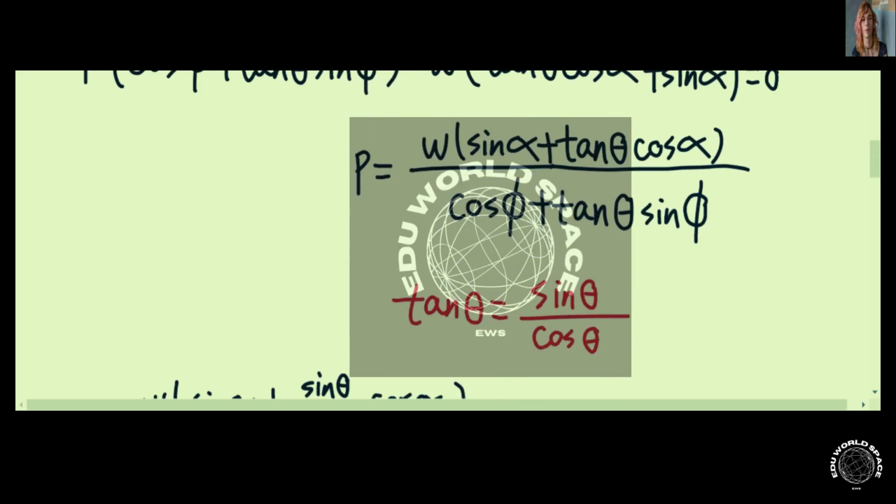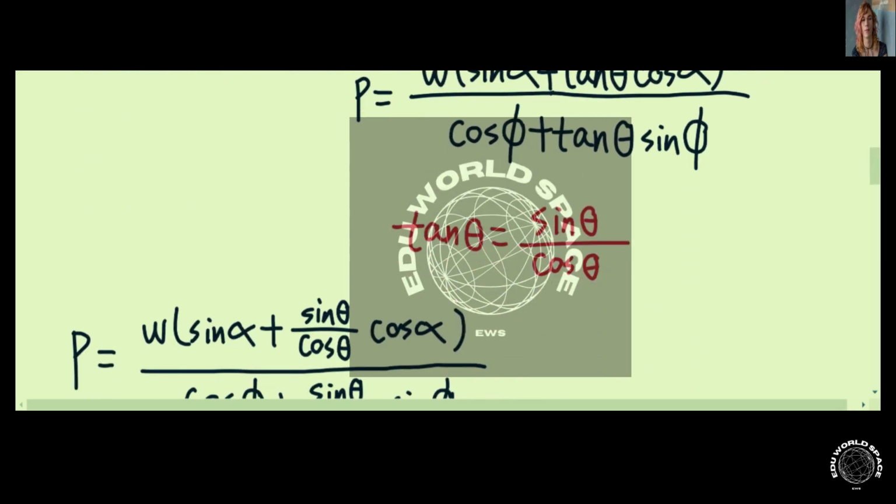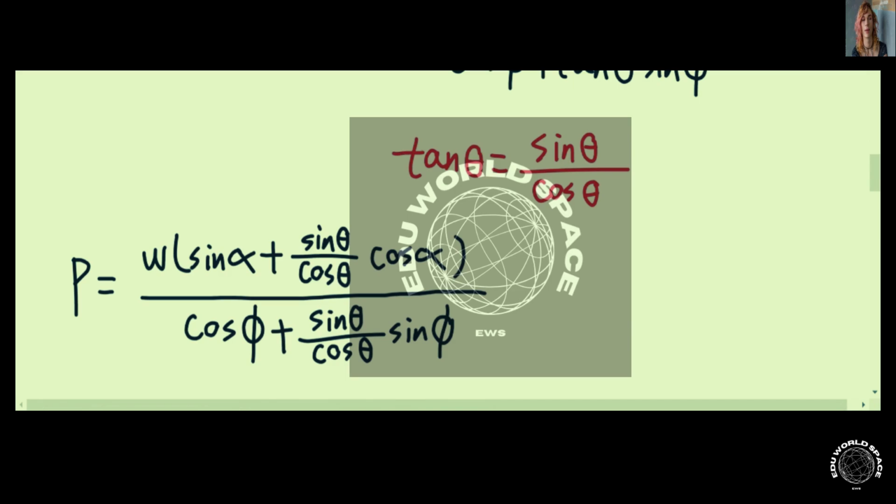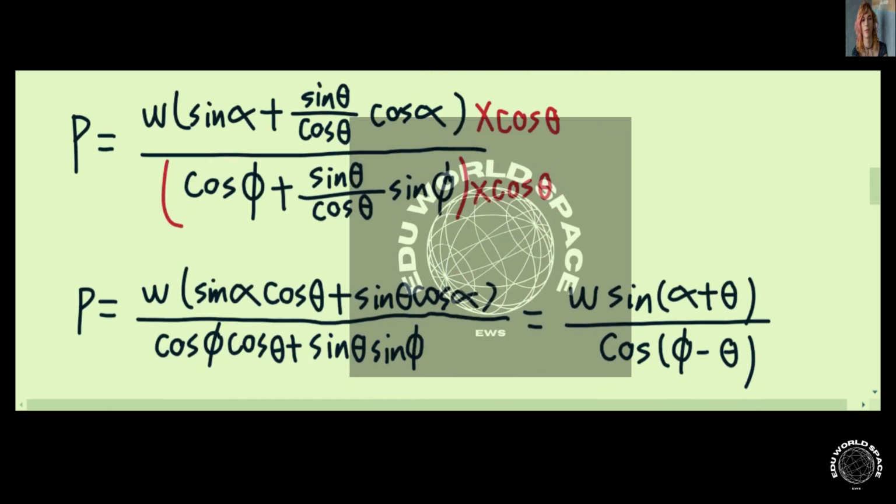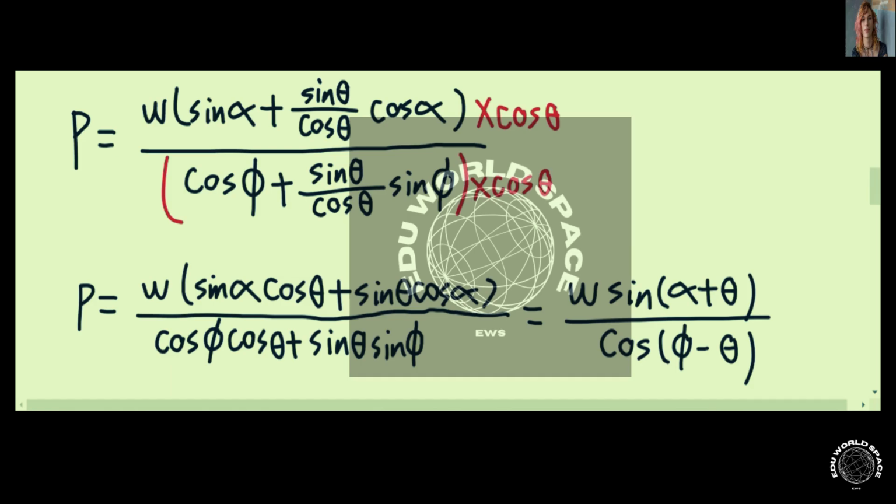And remember, tangent theta can be equal to sine theta over cosine theta. So we have P is equal to W times sine alpha plus sine theta over cosine theta times cosine alpha over cosine phi plus sine theta over cosine theta times sine phi. So now we can multiply by cosine theta up and down. And this will give us force P is equal to W times sine alpha cosine theta plus sine theta cosine alpha over cosine phi cosine theta plus sine theta sine phi.